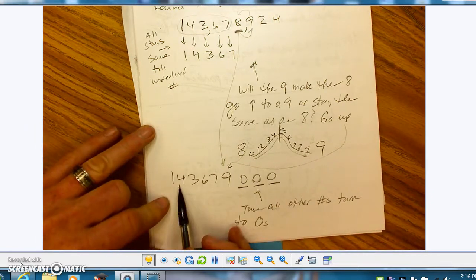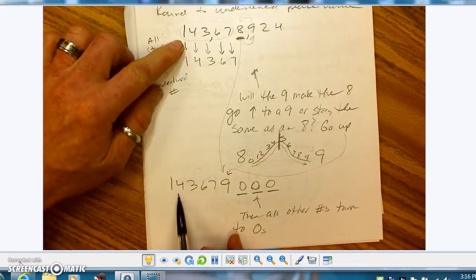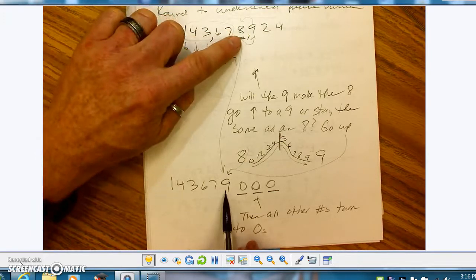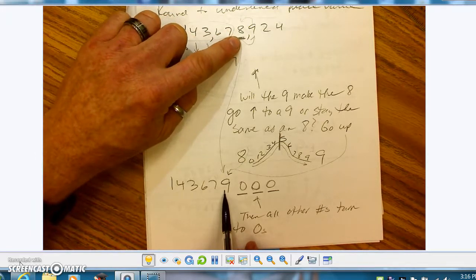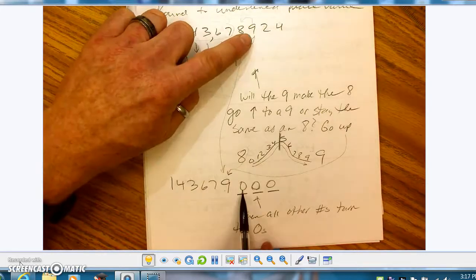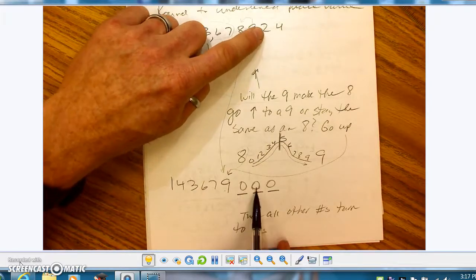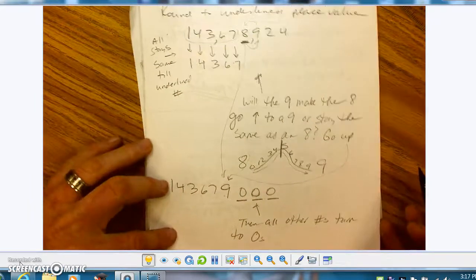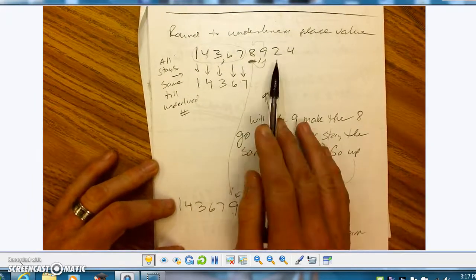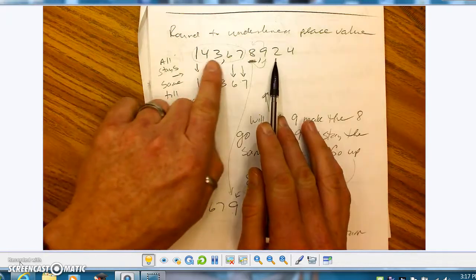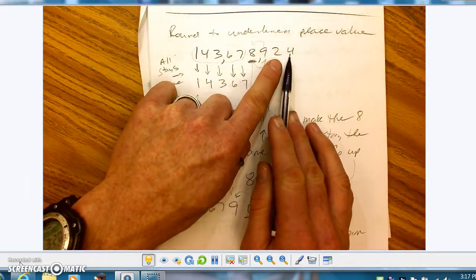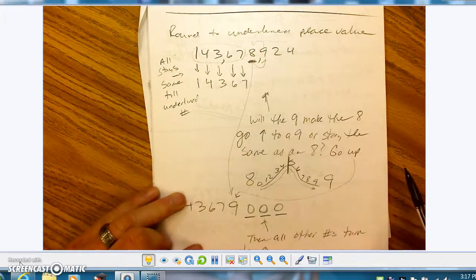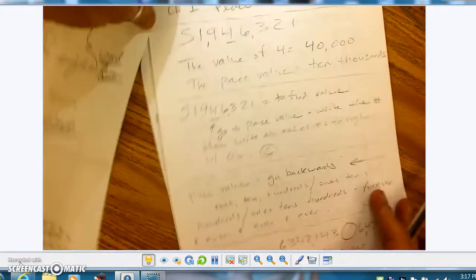I'm going to copy all that other stuff that was before it, this 14367. So 14367, change that 8 to a 9. There's my change. And then everything else turns into zeros. So that 9 becomes 0, that 2 becomes 0, that 4 turns into a 0. You could do that with any number, whatever place value they ask for. You'd copy all those numbers, and then decide whether the next digit would change it: yep, or no, it would stay the same. So that's a little bit of rounding.